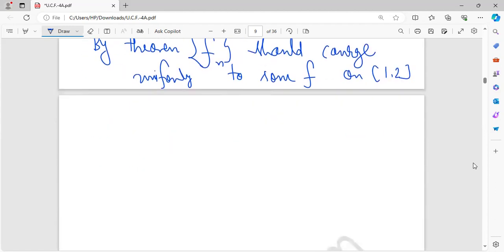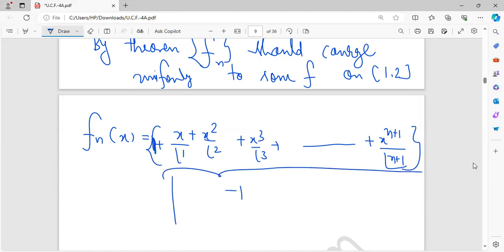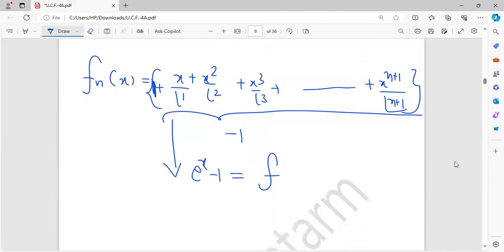Now if you first observe that, what is f n x? f n x is x upon factorial 2, x cube upon factorial 3, up to x to the power n plus 1 upon factorial n plus 1. Okay. So I can add 1 here and subtract 1. Now where will this part converge? This part will converge to e to the power x minus 1. So what is my f? f is e to the power x minus 1. Now you check what is the derivative. So f n converges uniformly to e to the power x minus 1.